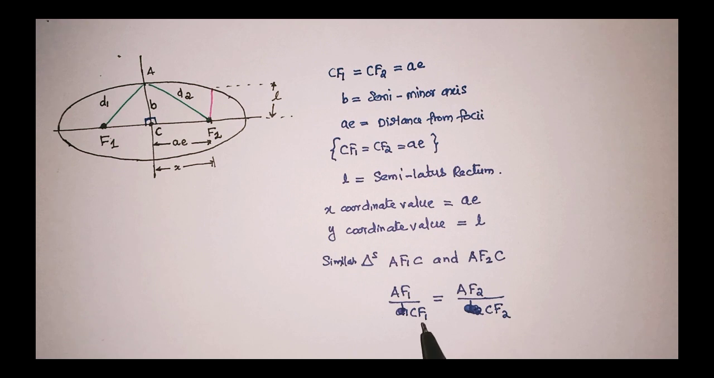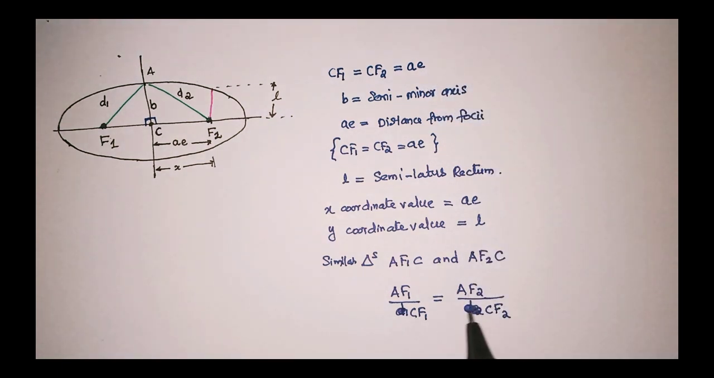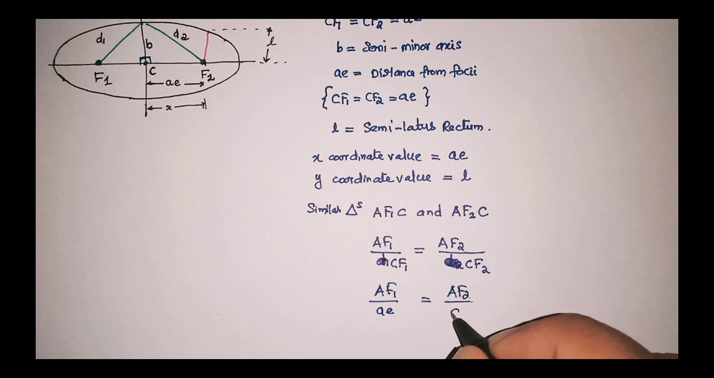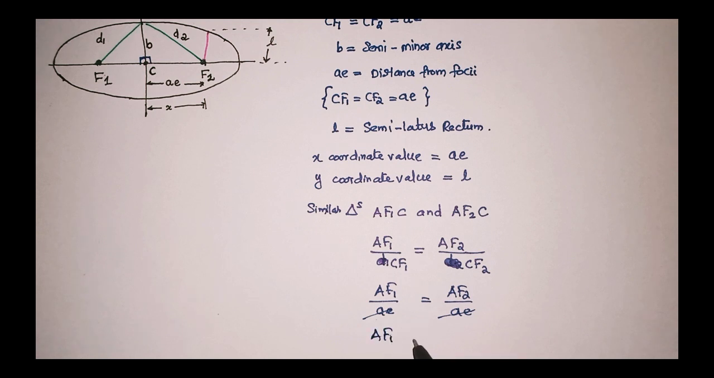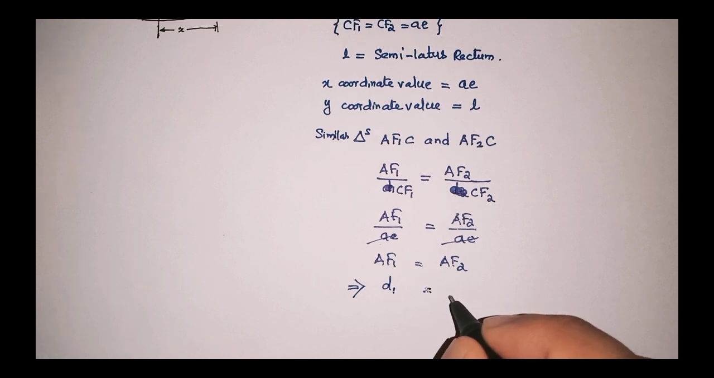Perfect. Now we have CF1 and CF2 here, which we already know is going to be AE. Both these two sides can be written as AF1 divided by AE, which is equal to AF2 divided by AE. Now these two can get cancelled off, and you end up with AF1 equal to AF2. That ultimately implies that D1 is going to be equal to D2.